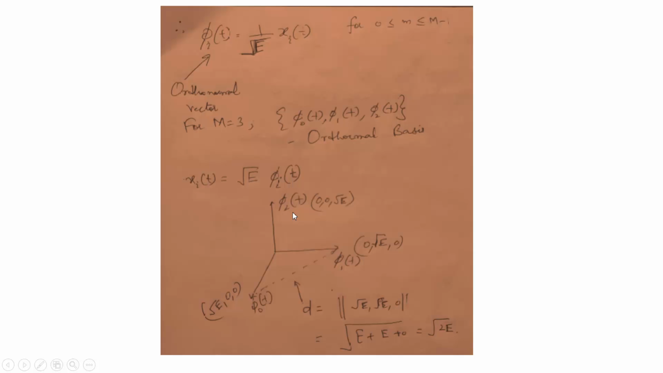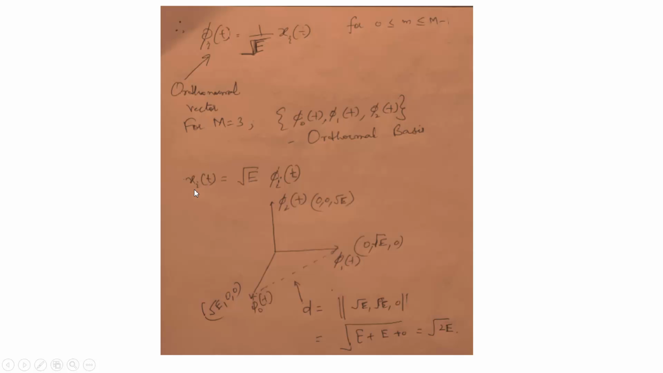The value is given by this, so it is under root of E. Phi_i(t) I am selecting to be 1 over under root E_i x_i(t). Of course m will vary from 0 to capital M minus 1. Let us say for capital M equal to 3, that means we are selecting three basis functions, because i is the index to represent the basis function. So it will be phi_0(t), phi_1(t), and phi_2(t). This is the orthonormal basis.